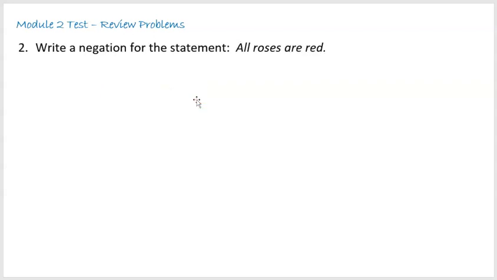Number 2, write a negation for the statement all roses are red. You have to remember that when you negate all, you would use the word some, because when you negate all, it's not none. The negation of all is some roses. Some roses are not red.